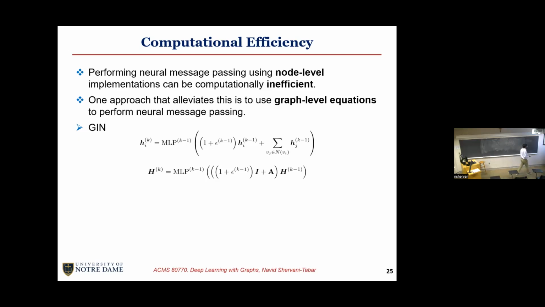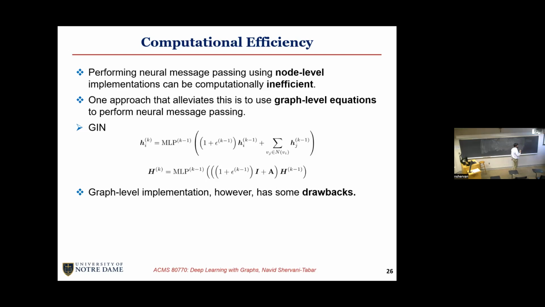So we are going to say (1 + epsilon) times I, which shows the importance of the target node, plus A, and then the whole thing is going to be multiplied by a matrix H, which is just our node embeddings stacked on top of each other. So H is going to be a D times V matrix, essentially. And then to update that in GNN, we're using some deep neural network as our update step.